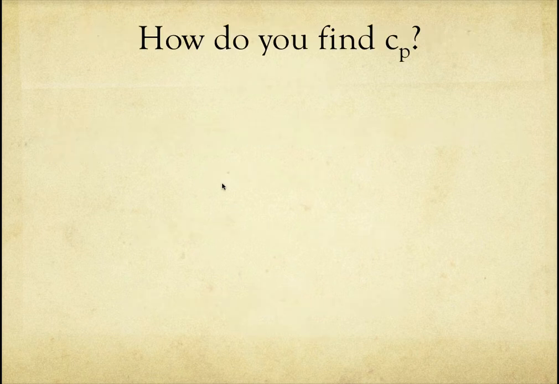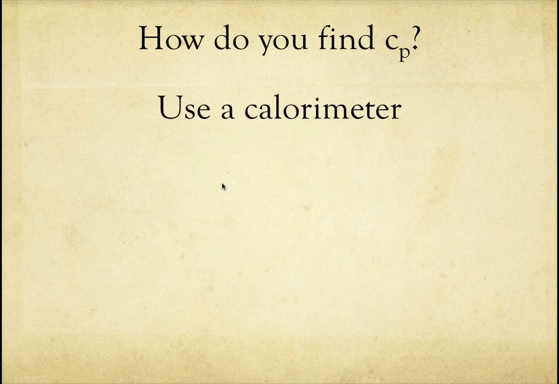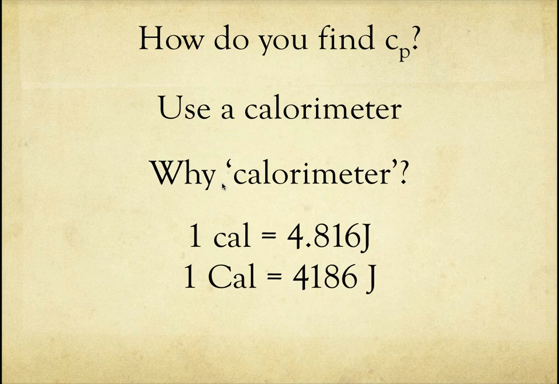How do you find CP? Like, we know CP of different materials. I just gave you 899, but how did they figure it out to begin with? What happens is we use a calorimeter. Why do we call it a calorimeter? Because it just happens that 1 calorie is, ooh, oopsie daisy, this has to be reverse. 4.186 joules is 1 calorie.